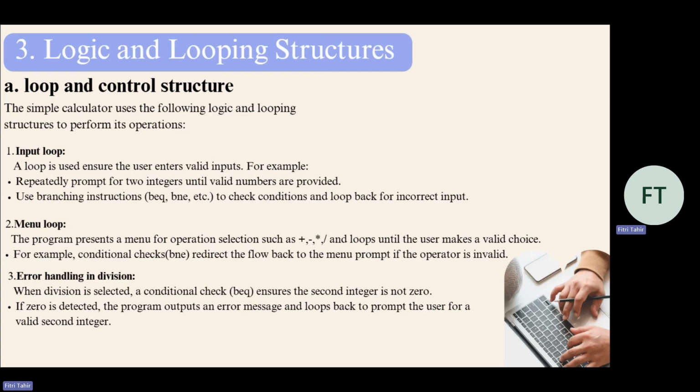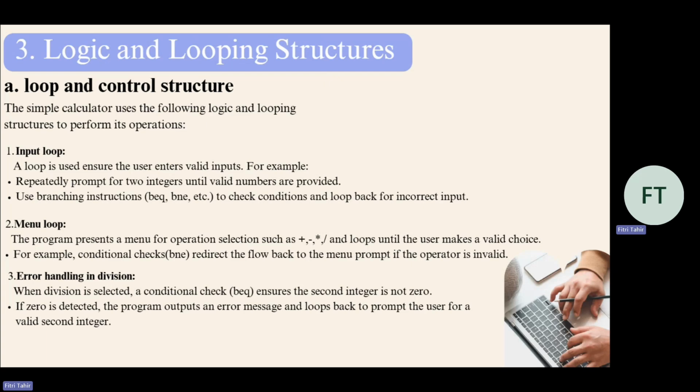For the first one is the input loop. The input loop is a loop used to ensure the user enters valid inputs. For example, it repeatedly prompts for two integers until valid numbers are provided. It also uses branching instructions to check conditions and loop back for incorrect input.